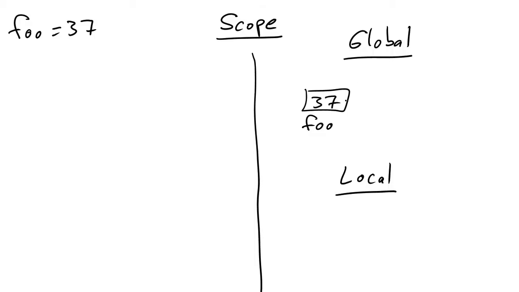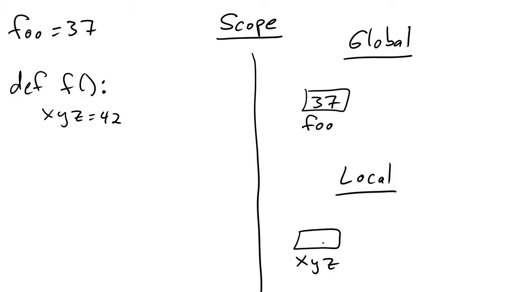We can print it out and so on and do anything we want with it. It gets a little bit more interesting when we define a function. If we define a function f, and we say xyz equals 42, then xyz is a local variable.